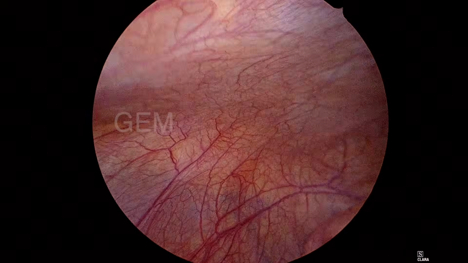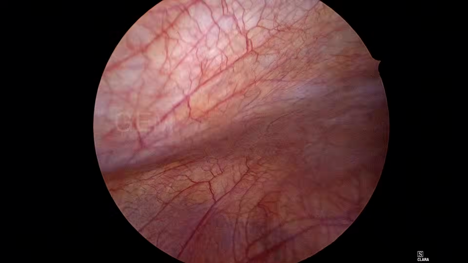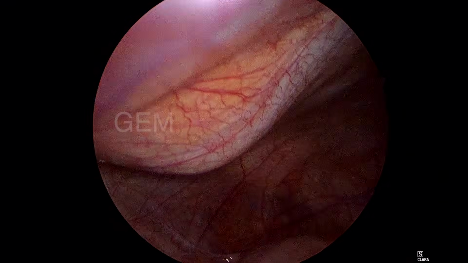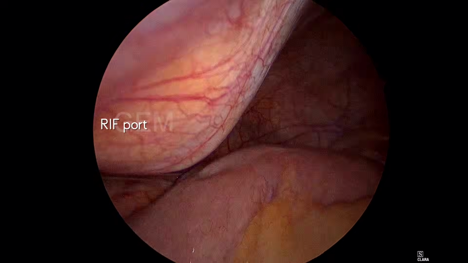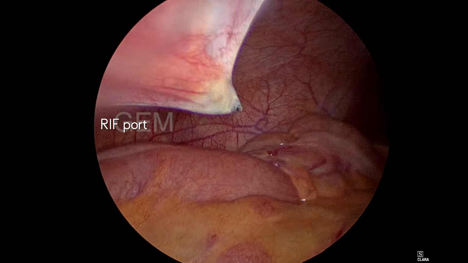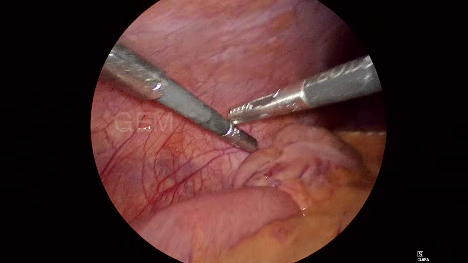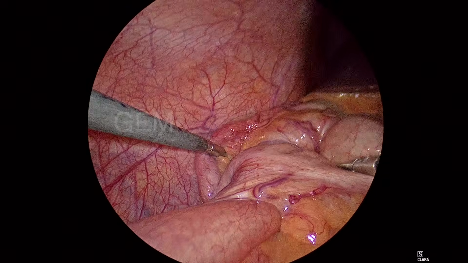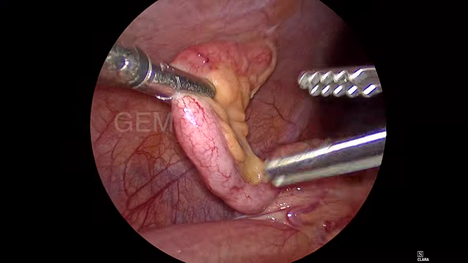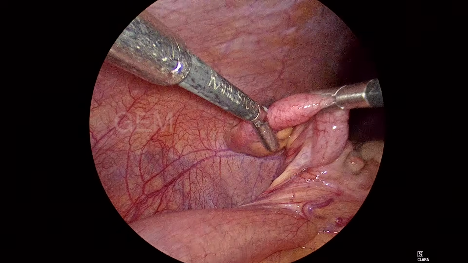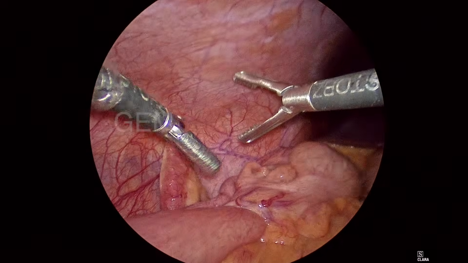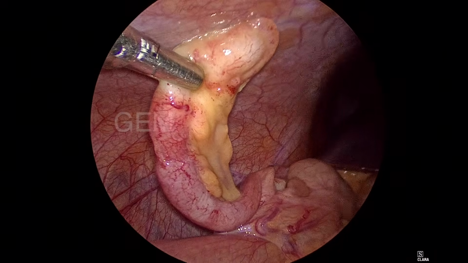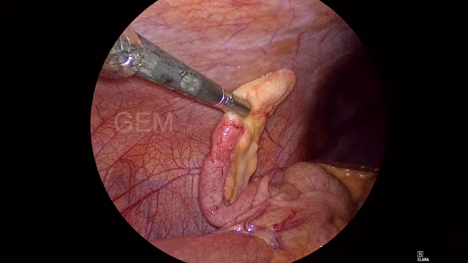So another port will be at right iliac fossa, just below the level of IC junction. So camera in suprapubic, and this right iliac port just below the level of IC junction will become the left hand working, umbilicus is the right hand working, camera coming from the suprapubic port. So that is the appendix, you can see. The mesoappendix is facing towards the right side. Sometimes if it is edematous and acute, it will be difficult.